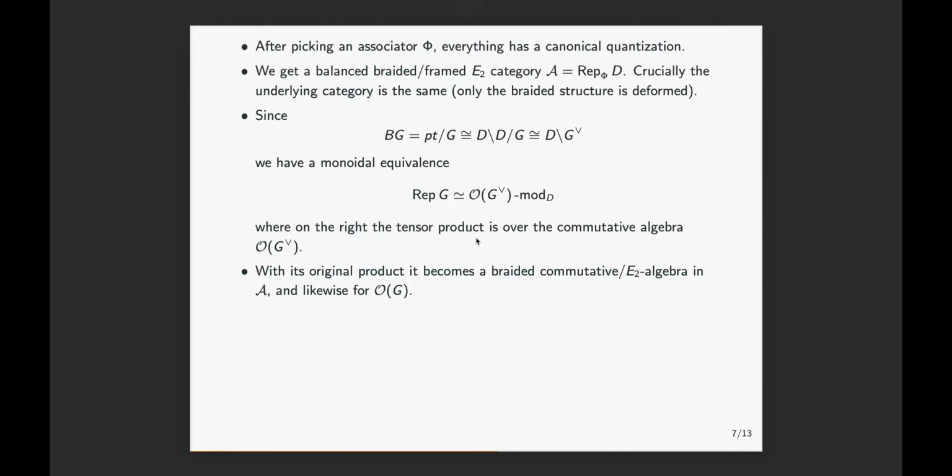And it turns out that this commutative algebra, equipped with the same product, becomes a braided commutative, aka E2 algebra, in your braided monoidal category. Say again? This is a surprising thing. What do you mean? That you don't have to change the product? Yes. Yeah, it's surprising. It really works because we're working with these three categories.